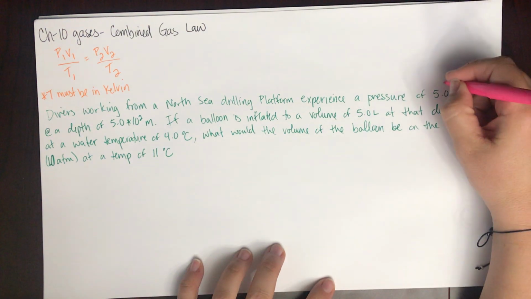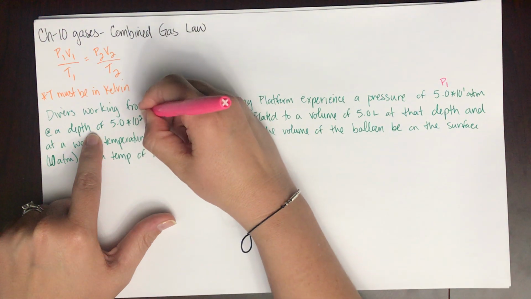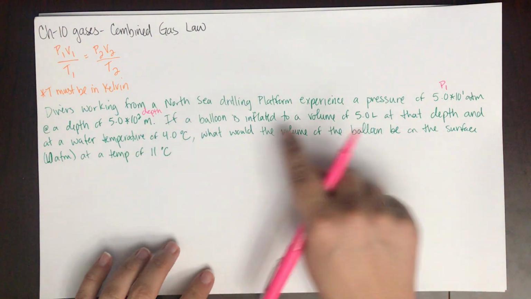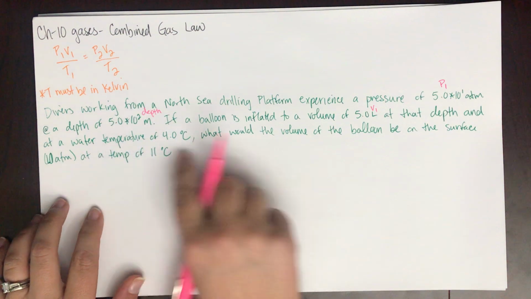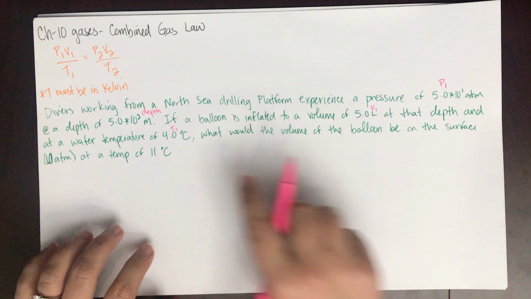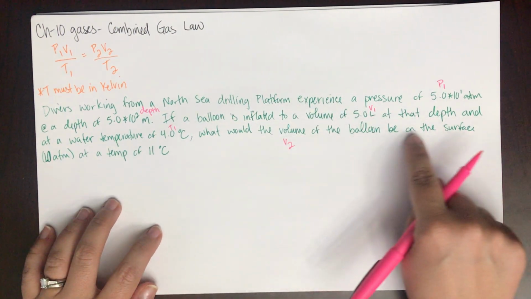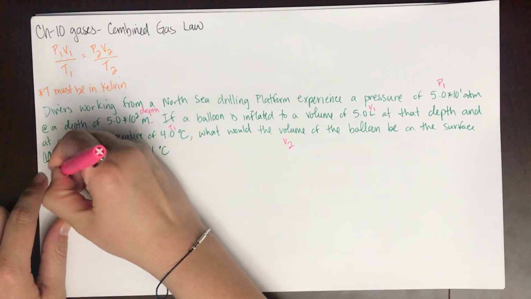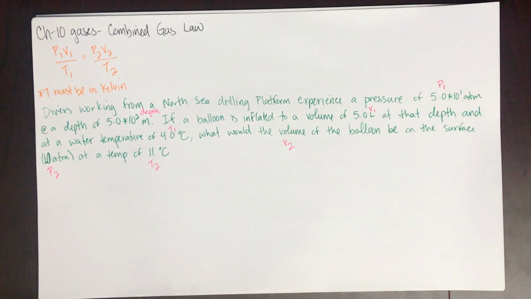So here I have a pressure. I'm going to call this P1. And I have a depth. So I'm just going to call that D. I'm going to write depth, actually. And then it says if the balloon is inflated to 5.0 liters, that's V1, at that depth and a water temperature of 4.0 degrees Celsius, that's T1, what would the volume, so that's going to be V2, of the balloon on the surface, which is 1.0 atmospheres, that would be P2, and a temperature of 11 degrees Celsius, that would be T2.